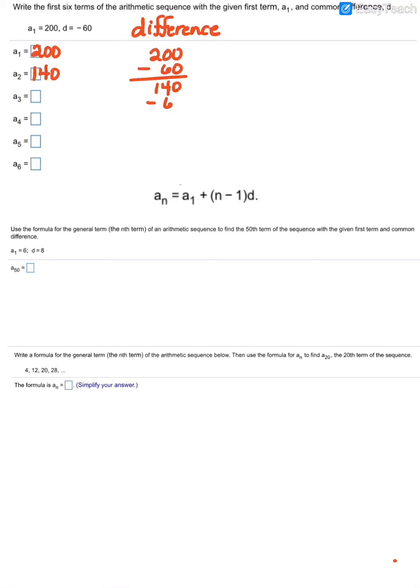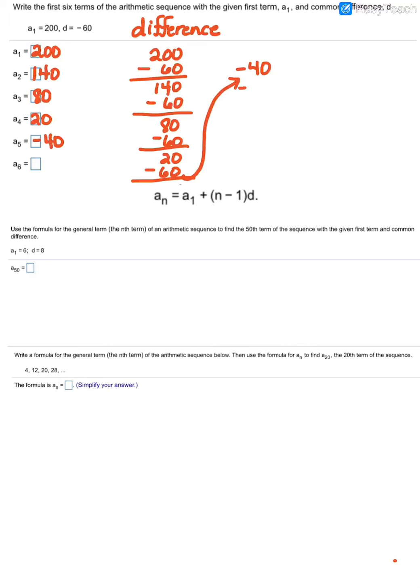So we would subtract 60 again. This time we are left with 80 for the third term. We would subtract 60 again. So this time we're left with 20 for the fourth term. And continue on. If we subtract 60 again, now we're up to negative 40 for the fifth term. And then finally subtract 60 again, and we are at a value of negative 100.